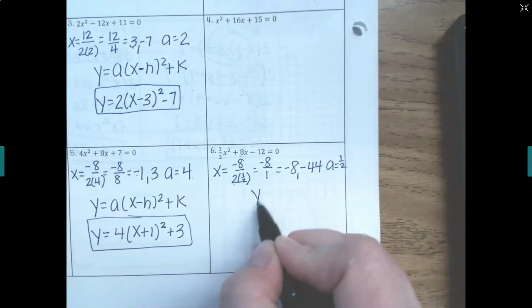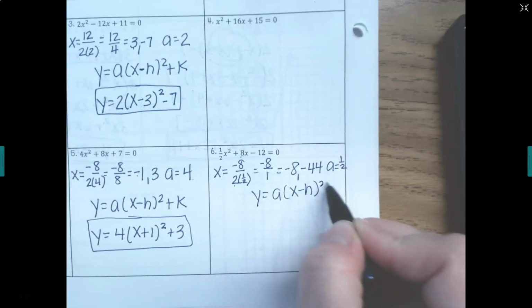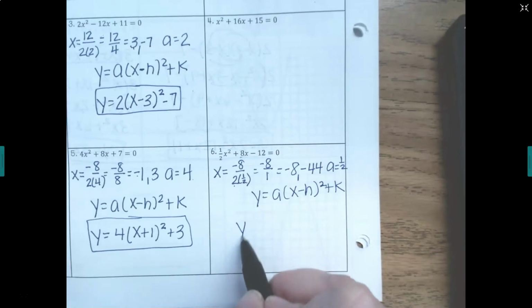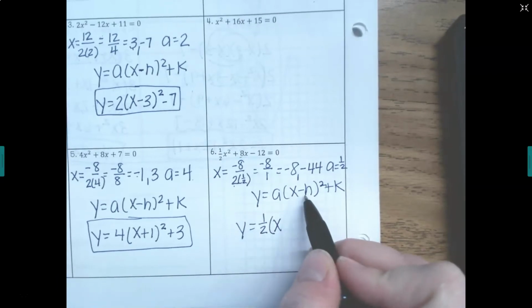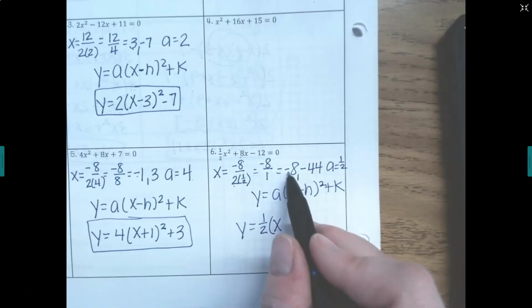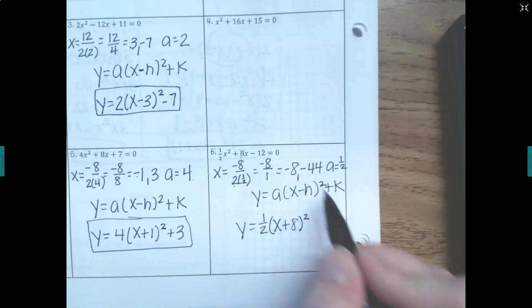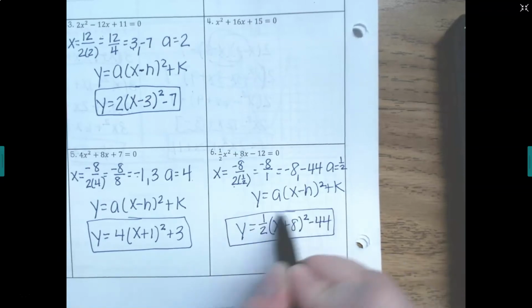So we're going to plug it in to this vertex form. The a is 1/2, so I'm going to say y equals 1/2. x, I need h, which is negative 8, but this is minus h, so minus negative 8 is positive 8, squared, and then my k value is negative 44.